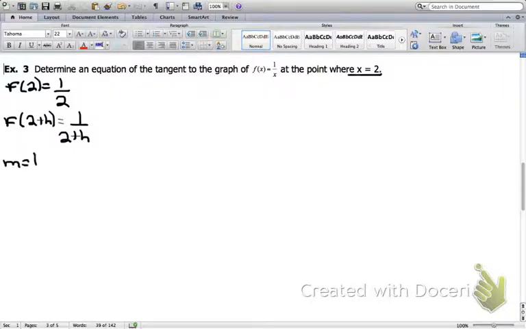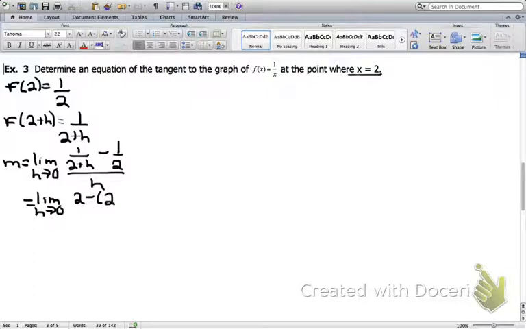So we could find our slope, so our m is equal to the limit as h approaches 0 of 1 over 2 plus h minus our half, all over h. Now remember, you need to find a common denominator here, which would just be 2 times 2 plus h. So we'll have 2 minus 2 plus h all over 2 times 2 plus h, and we're going to multiply that by 1 over h. Remember, when we're dividing fractions, we flip our second fraction there.